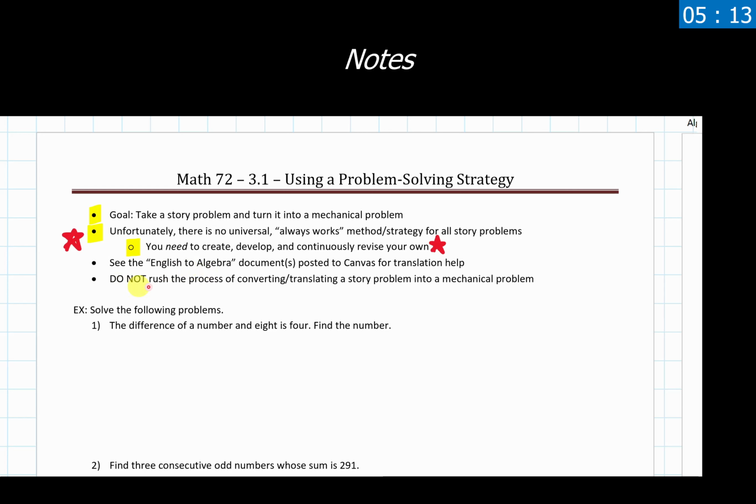To that point, do not rush this process of converting and translating story problems into mechanical problems. A lot of people will want to read something once really fast and then just start writing things down and get to an answer really quickly, versus getting the correct answer in a reasonable manner. So start off slow with these. As we start to get used to patterns of English phrases and whatnot, then we can slowly speed up and get faster from there. But these aren't easy. Story problems are generally the biggest headaches that a lot of people have, so take it slow, take it steady as necessary.